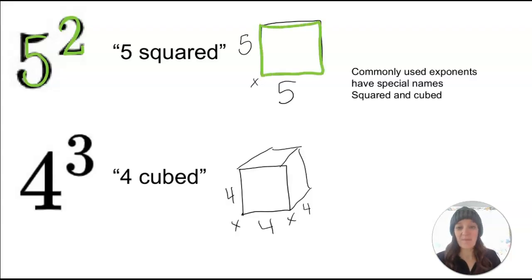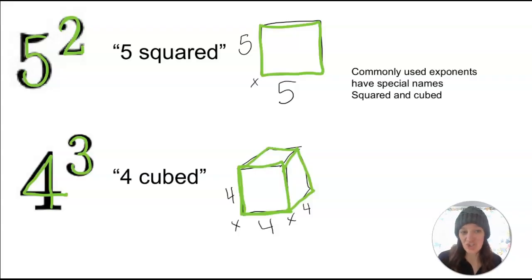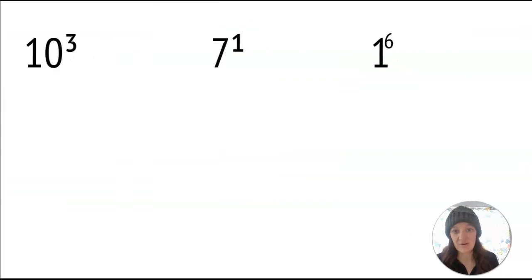Okay? Now, if you see to the 3rd power, you can say the word cubed. This is 4 cubed. And again, I'm sure they decided to use the word cubed because it goes 1 times 2 times 3. If you multiply something 3 times, it will become a 3-dimensional object. So those are commonly used exponents that you can sound really cool saying squared and cubed instead of to the 2nd power and to the 3rd power.